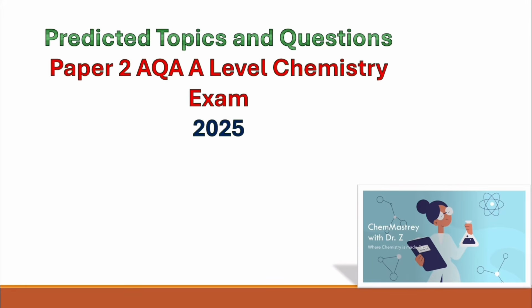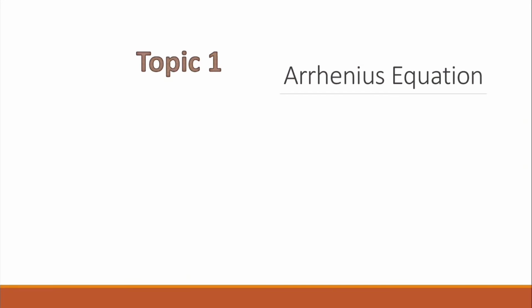In this video, I will go over all the predicted topics and questions for Paper 2, AQA A Level Chemistry Exam 2025. Paper 2 is about the physical chemistry and organic chemistry, with the majority of questions about organic chemistry. So I'm going to start off with the most common physical chemistry topics that come in the exam.